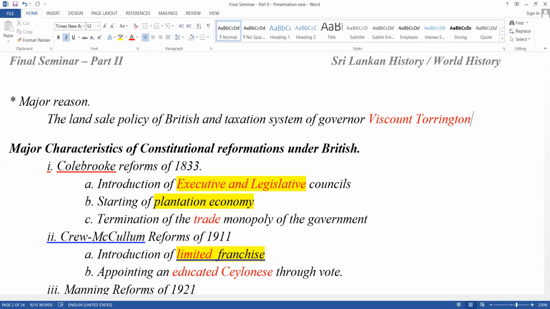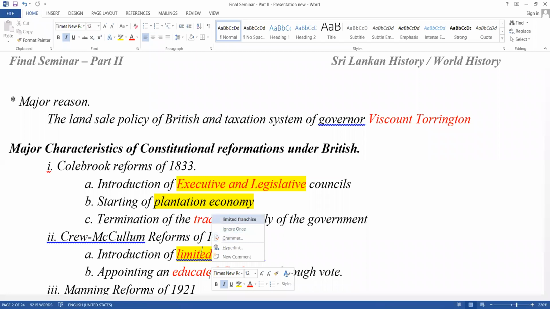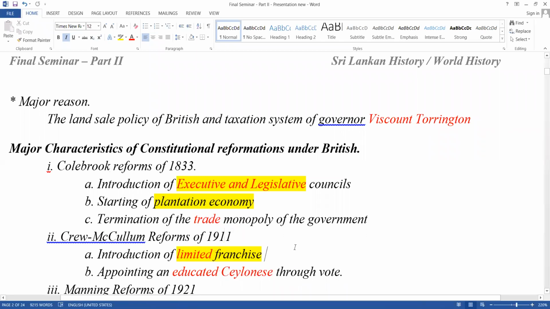Colebrooke-Cameron reforms of 1911. Limited franchise was introduced. What is limited franchise? Limited franchise means that only educated and rich people could vote. However, for the first time, voting power was given to Sri Lankans. But only 4% of the population, only rich and educated people, could vote. Universal franchise was received under Donoughmore. This is limited franchise, limited vote.